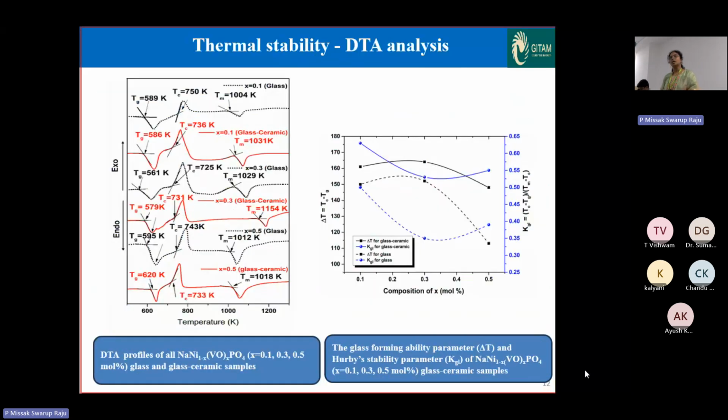Taking these values, the second graph is also related: the delta T and KGL values by composition for the different mole percentages.